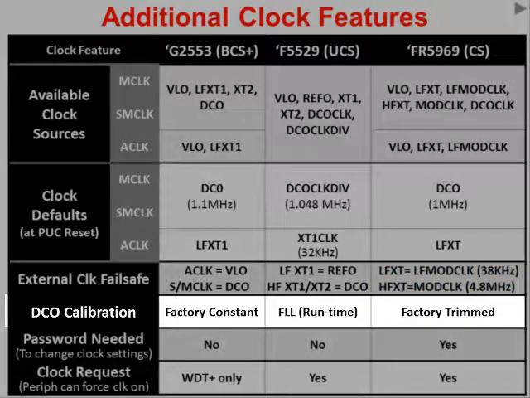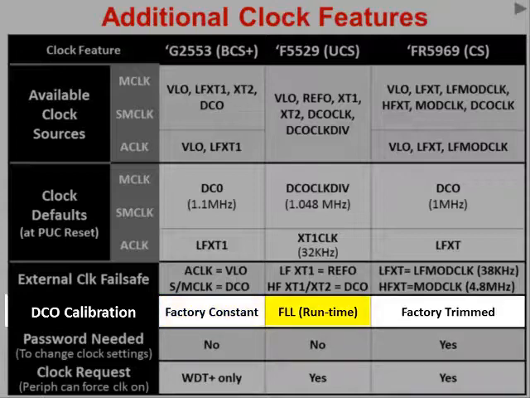Looking at the next row, DCO calibration, we see how each of the different families handles calibrating the digitally controlled oscillator. That is our high frequency internal clock. For the value line devices, a calibration constant is created during the test of the processor. That value is actually put into the info A memory, and you can use that constant during setup to get the best accuracy in your DCO clock.